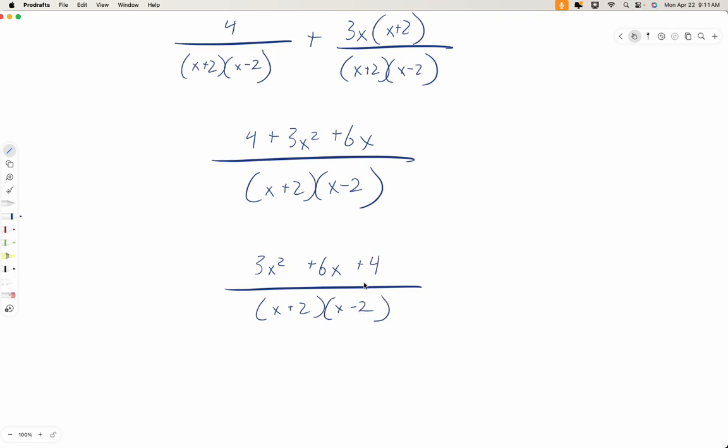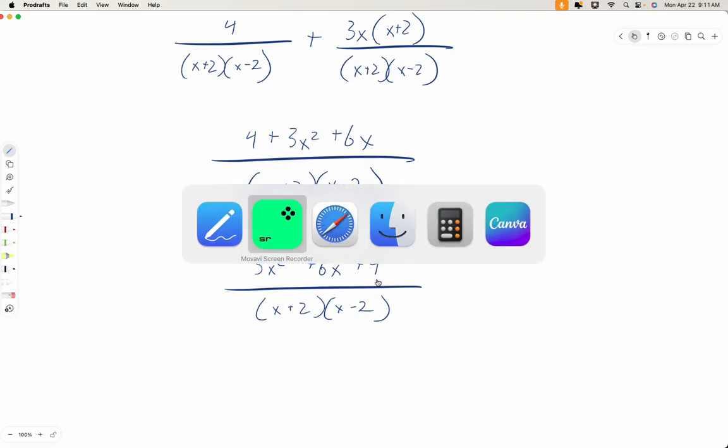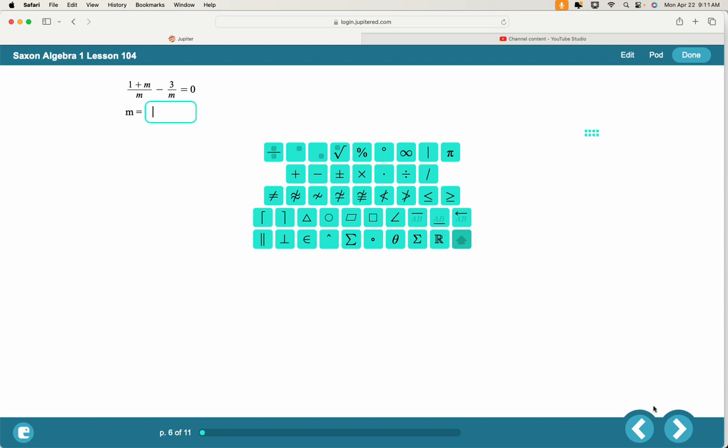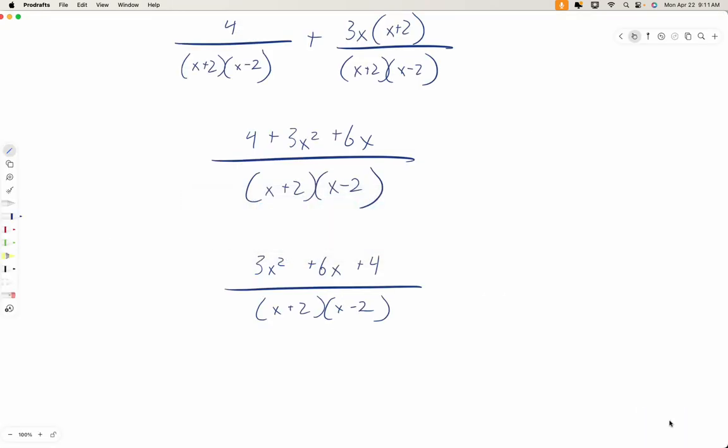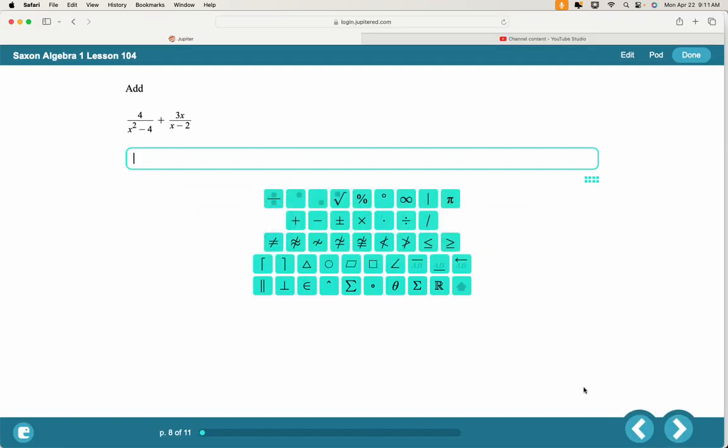So let's see if we can factor any of this. So we've got 3x squared plus 6x plus 4. I don't think there's a way that we can factor it. So I think that it just remains the same. So let me check and see if it remains the same. (3x squared plus 6x plus 4).